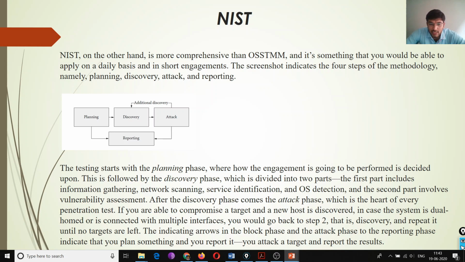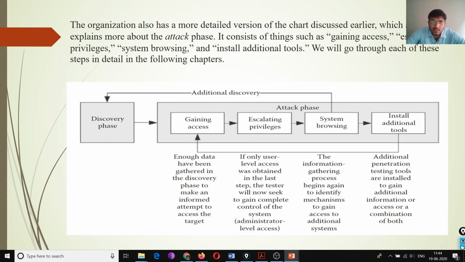The indicating arrows from the attack phase to the reporting phase indicate that you plan something and you report it. Because after the penetration testing, reporting is the important process, because if you discover something but you do not write it in the report, right, then definitely the purpose of the penetration testing is not fulfilled, because the organization will not come to know about those particular vulnerabilities, so that they can take action to patch them, right? So you attack a target and report the results.